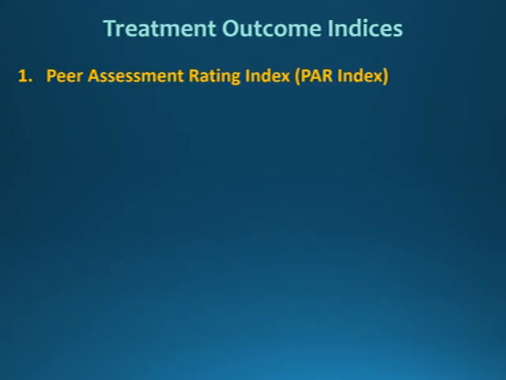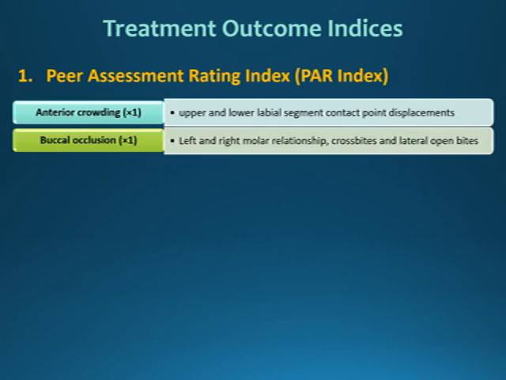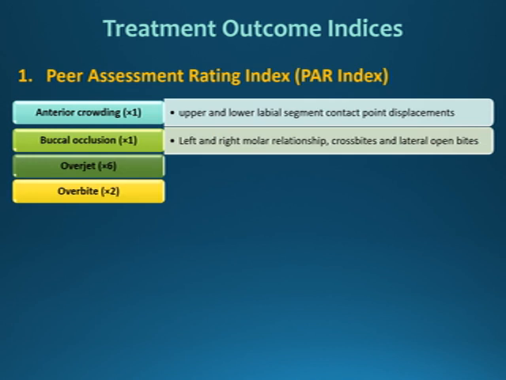PAR score has 5 components: anterior crowding, buccal occlusion, overjet, overbite, and center lines. You can see that each component is multiplied by a number which represents the weight for this component. For example, overjet is multiplied by 6. That means according to this index, overjet is the most important component, followed by the center lines.